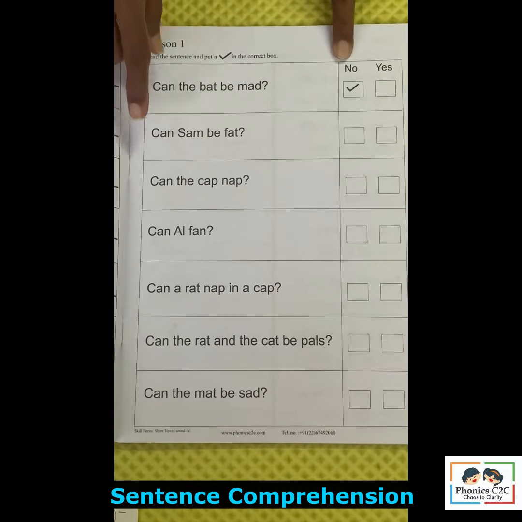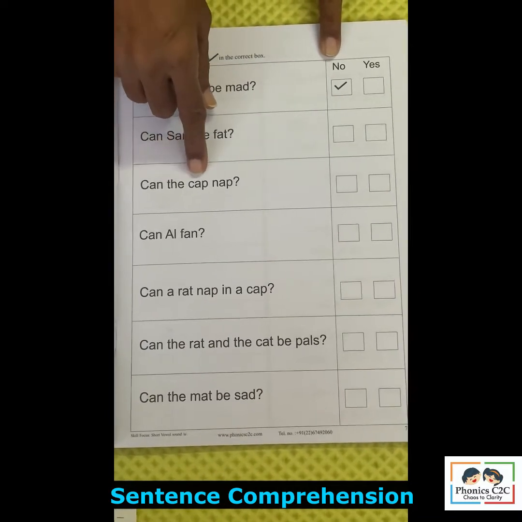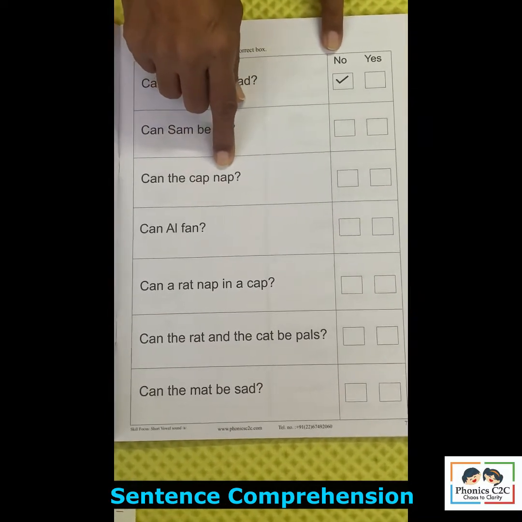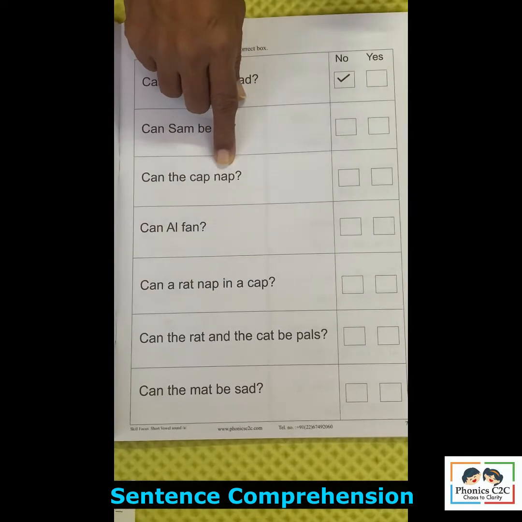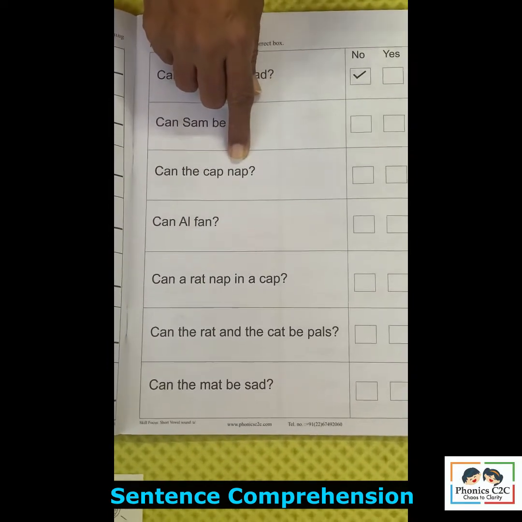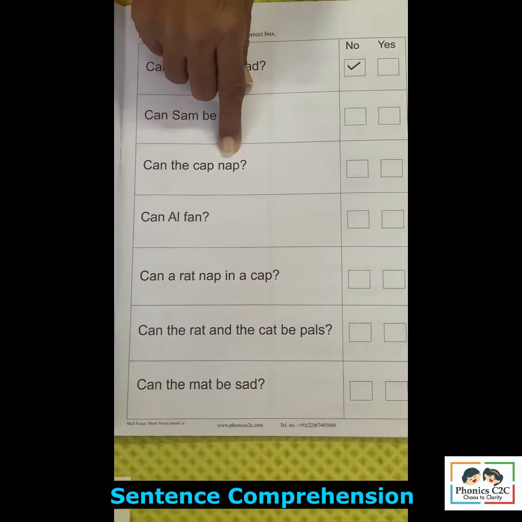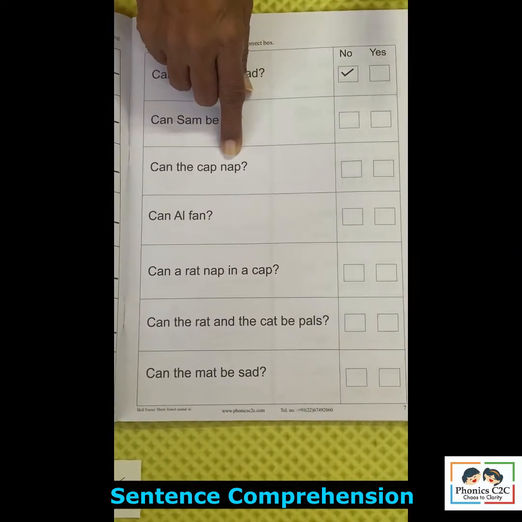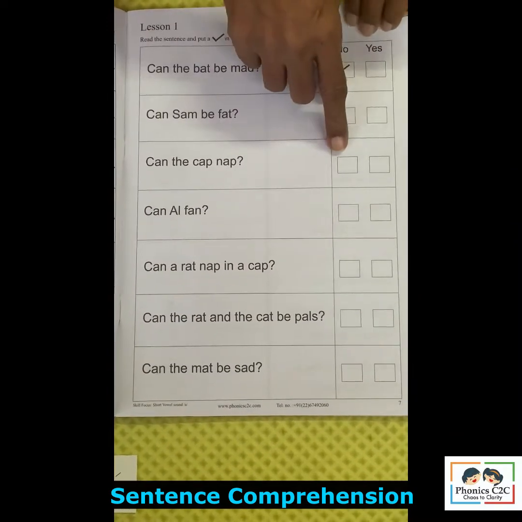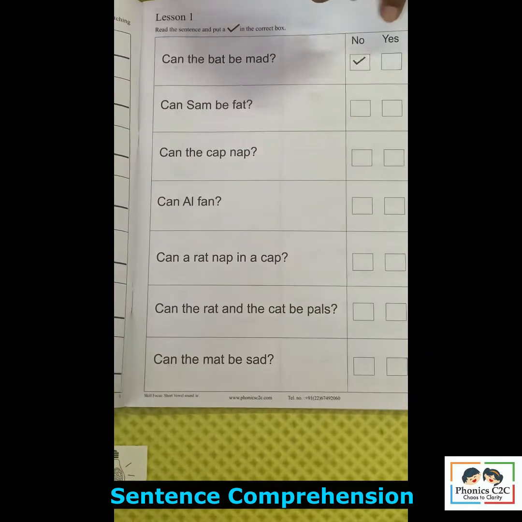Next is a sentence comprehension exercise where the child writes yes or no. Can the cat nap? The child thinks and he has to understand the sentence to know if it is a yes answer or a no answer, and accordingly he marks in the box.